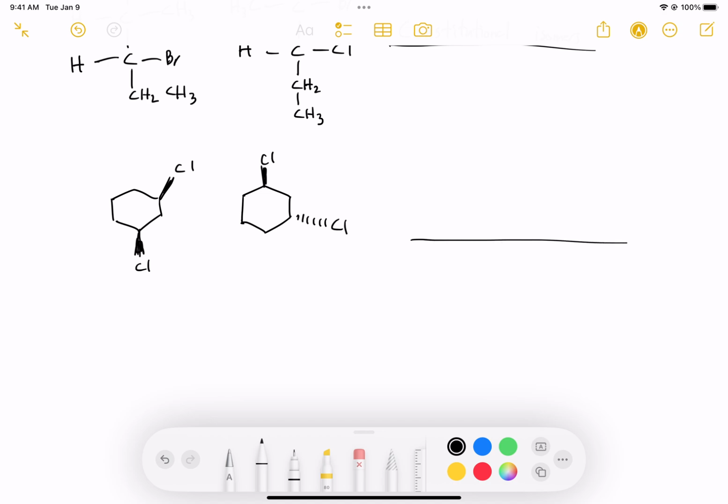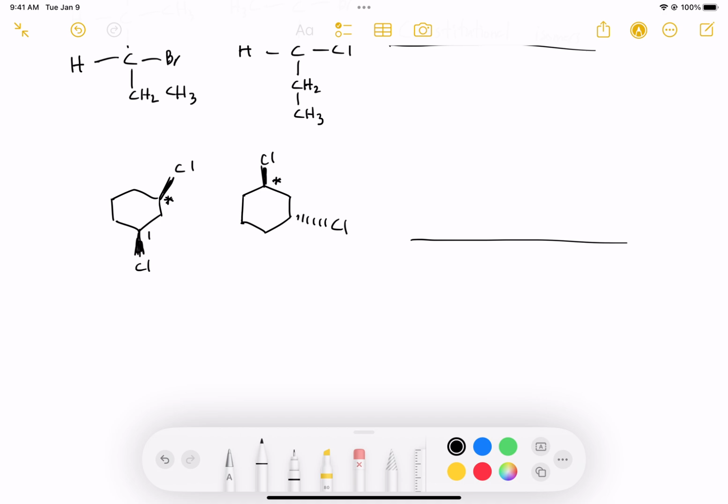All right, if we look at these two cyclohexanes, they're both 1,3, right? 1, 2, 3. And 1, 2, 3. But one's cis and one's trans, right? So remember the relationship between cis and trans? They're not mirror images, and they're not superimposable, right?